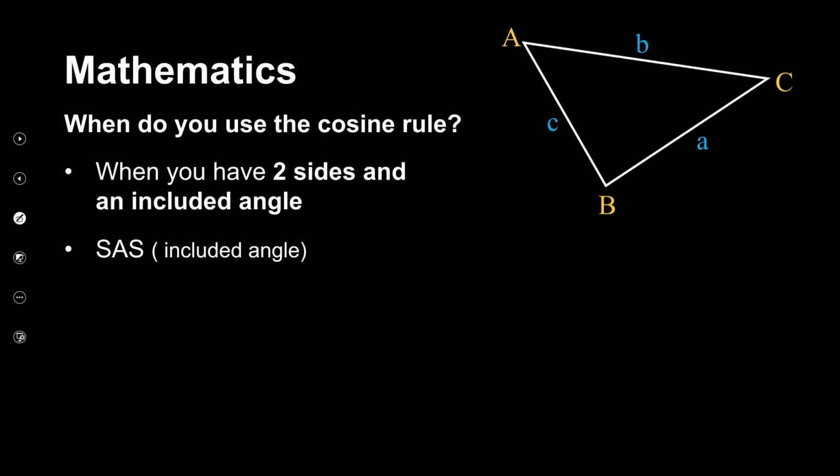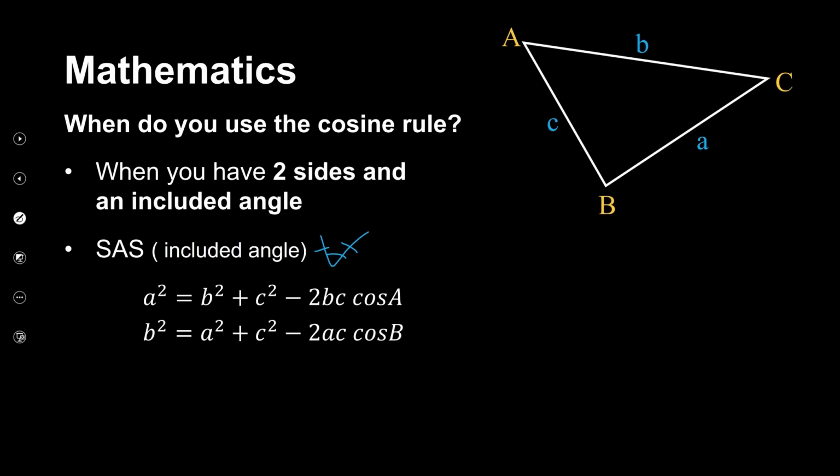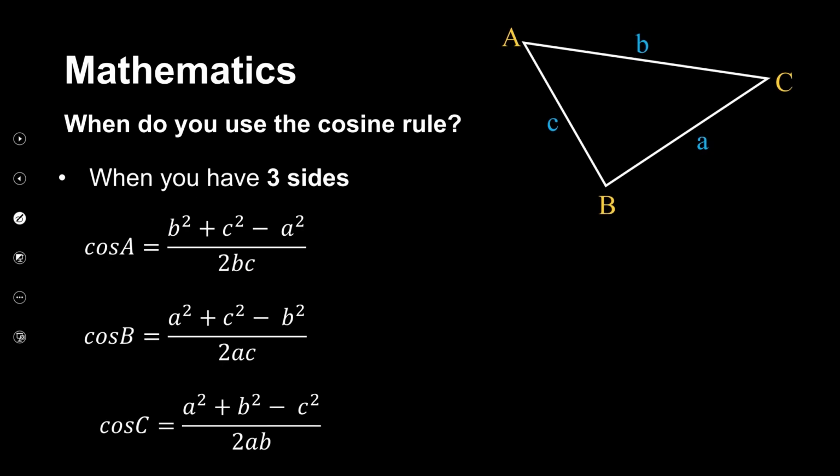When do you use the cosine rule? When you have two sides and an included angle. And again, remember, that's when you have that V pattern that we discussed earlier. These are the three formulas that you will use in this case. A squared is equal to B squared plus C squared minus 2BC cos A. And I think you're familiar with the other two. You can also use the cosine rule when we have three sides. We just adjust the formula slightly to make cos A the subject of the formula. And then we can use this to find whichever angle we need to find if we are given three sides.